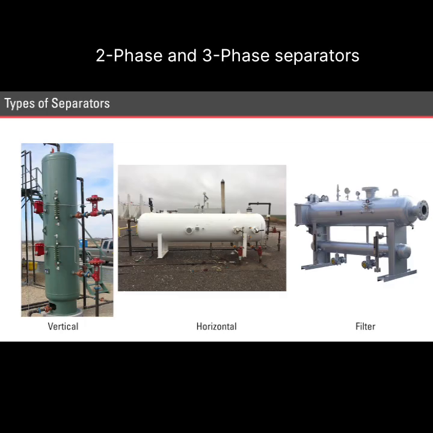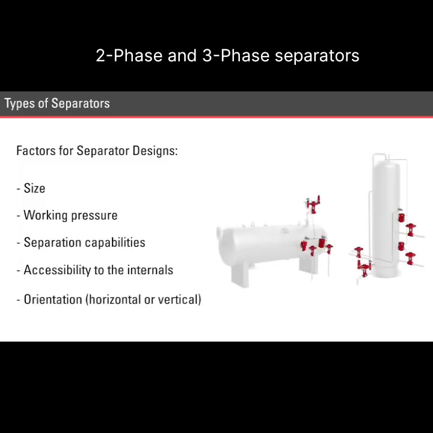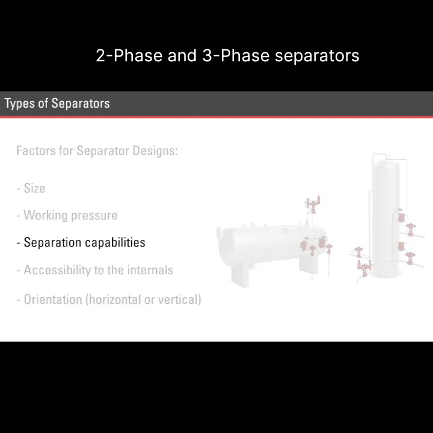The customer's needs determine what type of vessel that the equipment manufacturers make. The size, working pressure, separation capabilities, accessibility to the internals, and whether it's horizontal or vertical could all be factors that determine how a separator gets built.